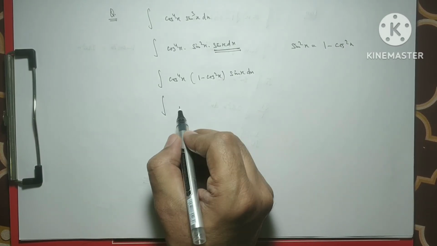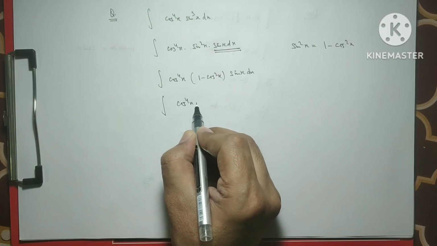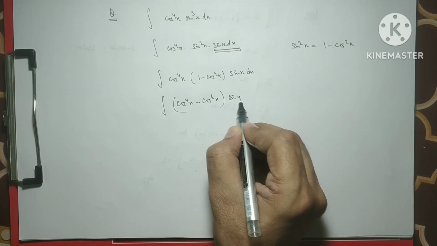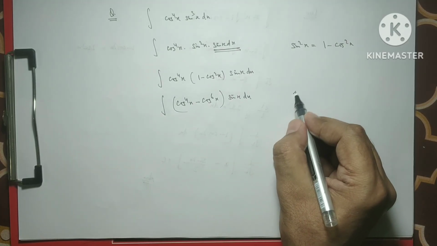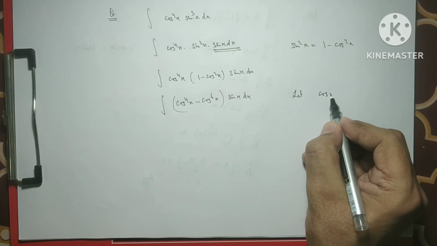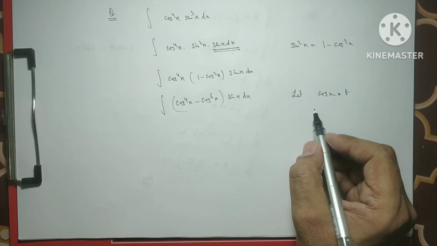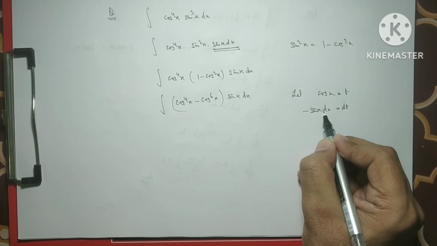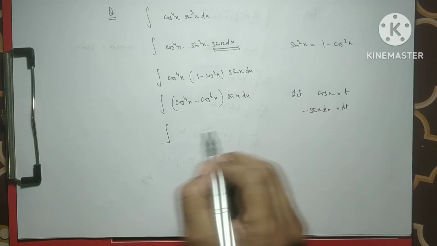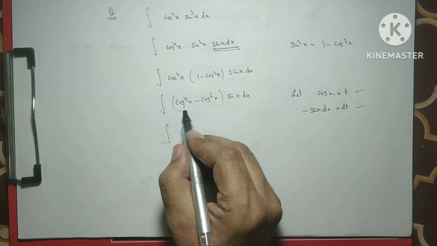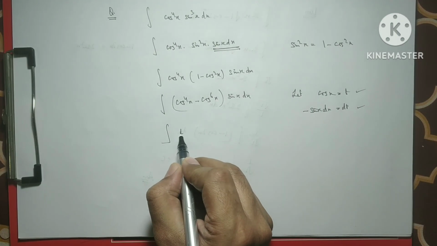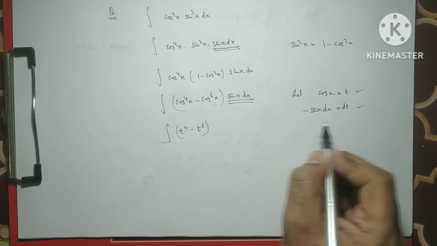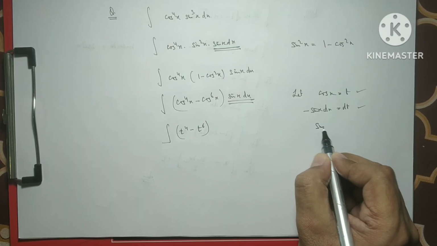Right now we multiply this, we get cos 4x minus cos 6x and multiply it with this sin x dx. Right now let cos x equal t. So on differentiation we get minus sin x dx equals dt. So when we substitute these two values, cos x as t, it becomes t to the power 4 minus t to the power 6, and this sin x dx becomes minus dt.